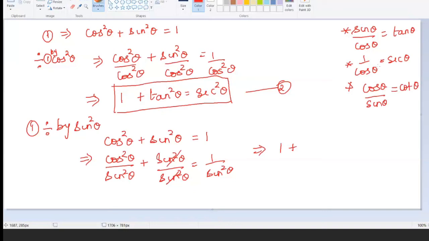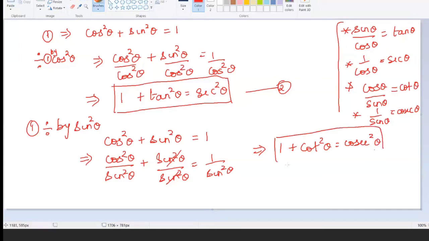Whatever I am using, I always put a star and make it a point. So here we are getting 1 plus cot square theta is equal to, the reciprocal of sine is cosecant theta, so you are getting cosecant square theta. So mark this as the third identity.